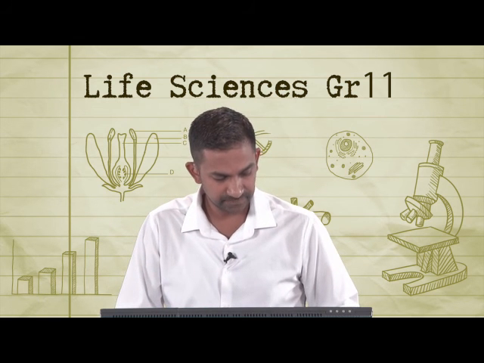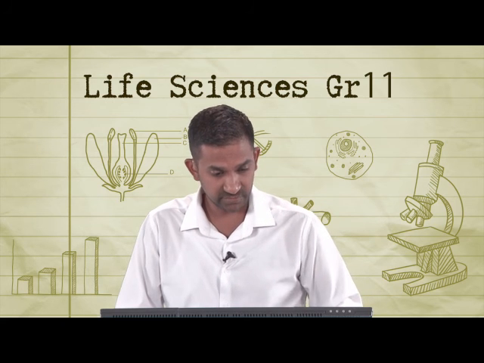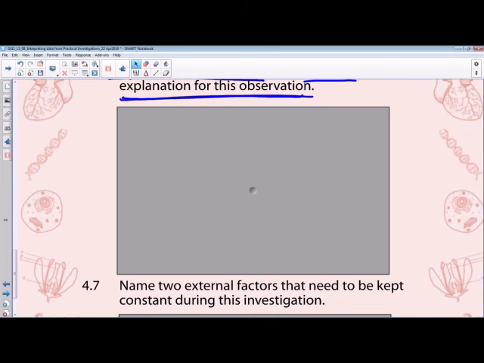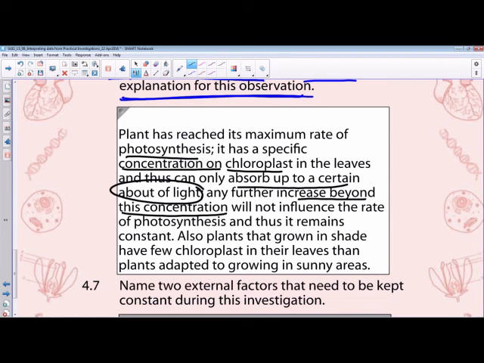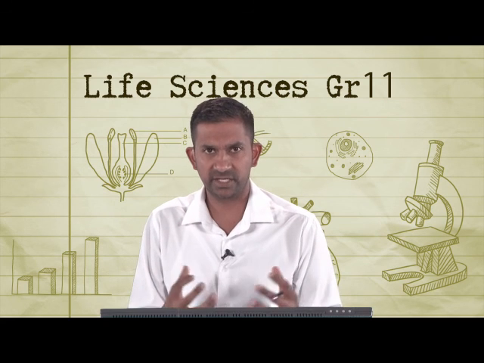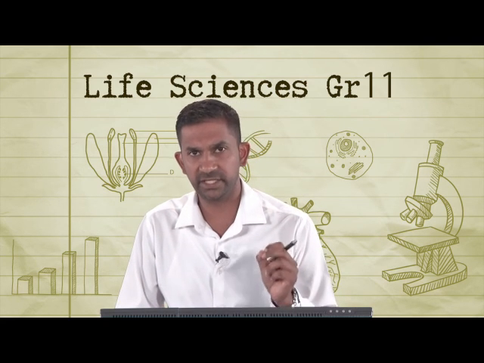So let's look at the answer, which I've written down for you guys. What we're saying in this is that plants have reached a maximum rate of photosynthesis. It has a specific concentration of chloroplast in the leaves and thus can only absorb up to a certain amount of light. If there is any further increase beyond this concentration, it will not influence the rate of photosynthesis and thus it remains constant. As I said, it can absorb a maximum amount of carbon dioxide, after which the chloroplasts are saturated with carbon dioxide and will not influence the rate.